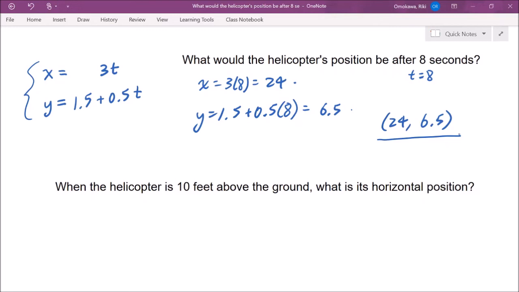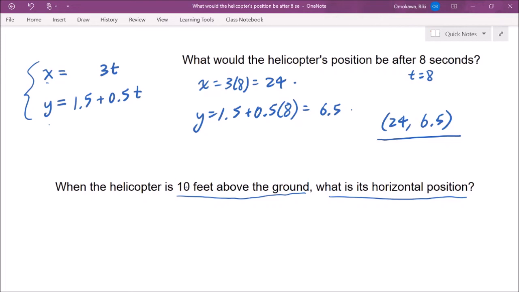Now, next one. When the helicopter is 10 feet above the ground, what is its horizontal position? So a helicopter 10 feet above the ground, you have to read that and think, okay, that's a y position, that's a y value. And then what is its horizontal position? That's asking us what is the x when y is 10. So notice with our equations, they've given us y. They're asking us to find x. And we don't know the time involved, right? We don't know the time that this helicopter is 10 feet above the ground.